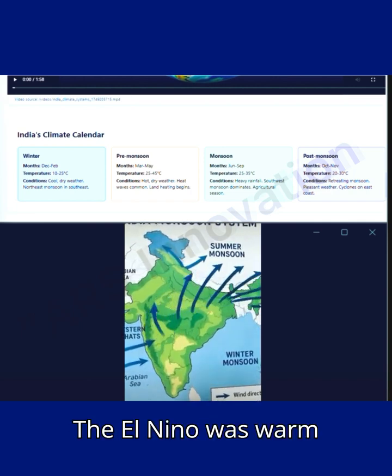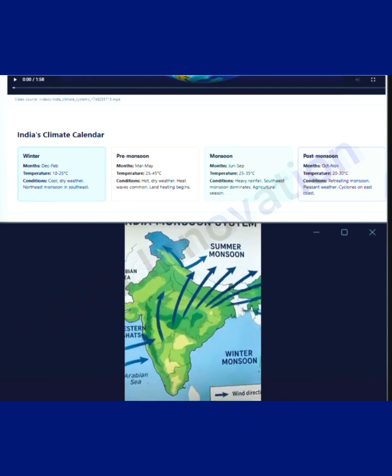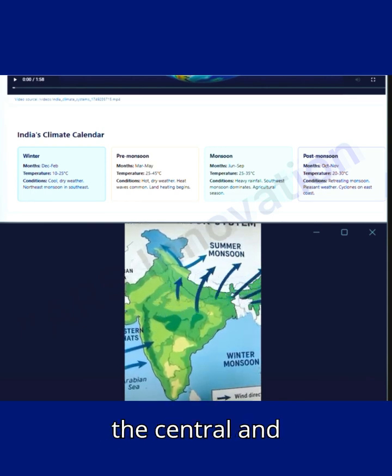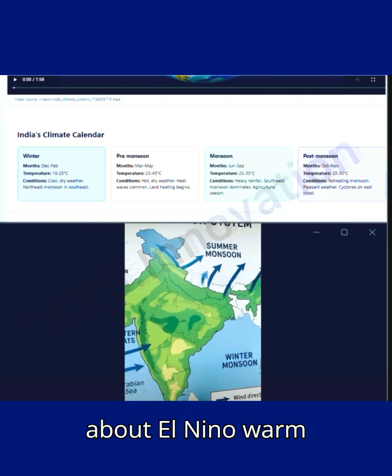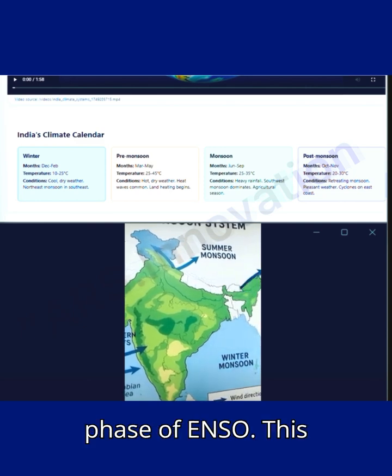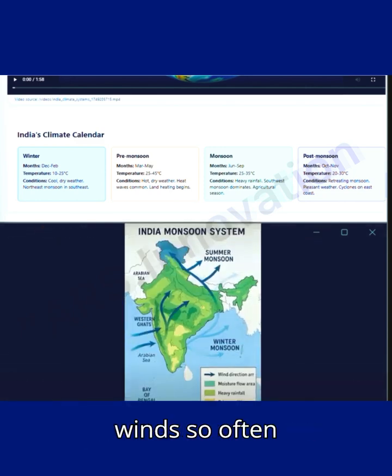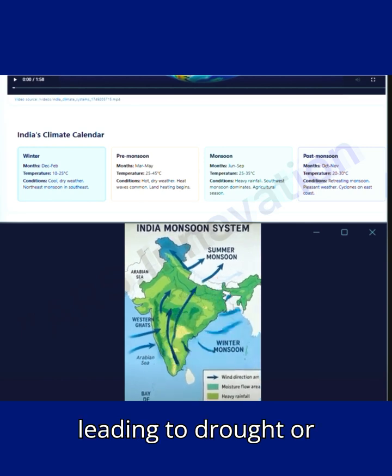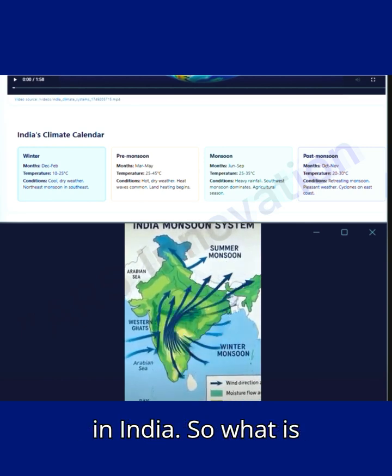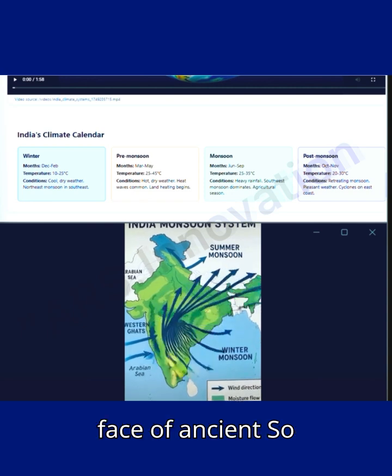What about the next global climate phenomenon affecting the Indian monsoon? El Nino is the warm phase of ENSO, an unusual warming of the central and eastern Pacific Ocean. This will weaken monsoon winds, often leading to drought or below normal rainfall in India.